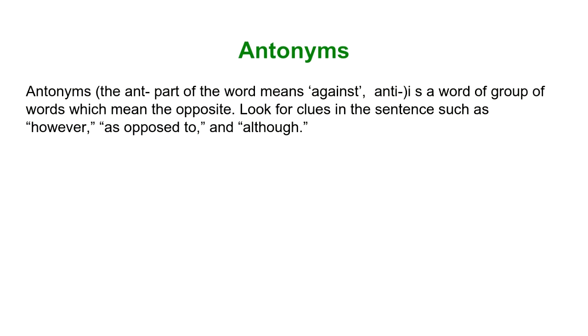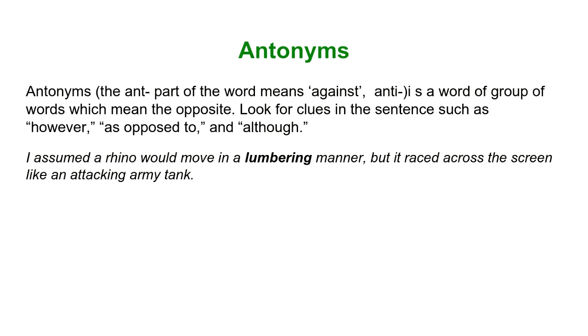Let's look at an example here. I assumed a rhino would move in a lumbering manner, but it raced across the screen like an attacking army tank. So what is lumbering? We know it's a way of moving, here, a lumbering manner. But, and here's the opposite, racing across the screen like an attacking army tank. Army tank is big, but it can move fast. So the lumbering would mean clumsy or slow or heavily.